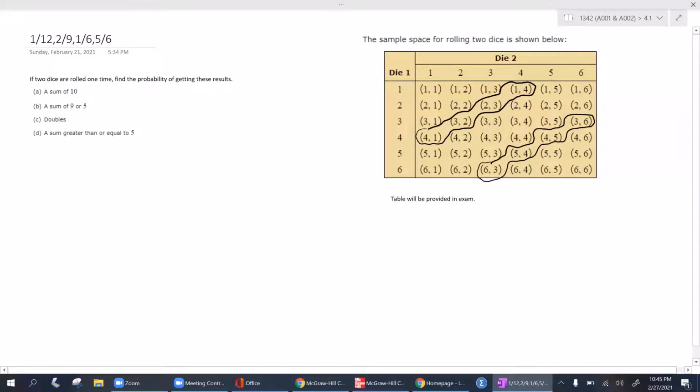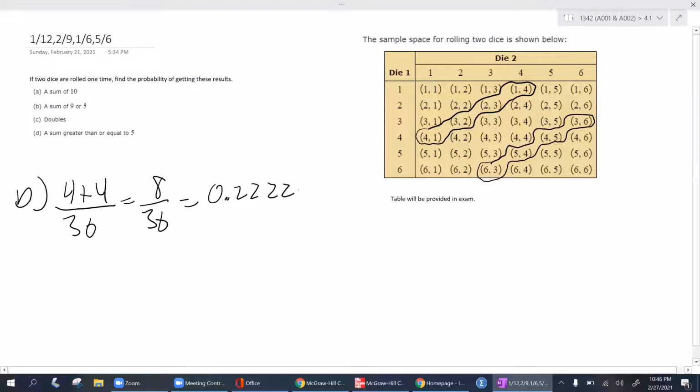And since this is an OR statement, I'm going to add these up together. That is 4 plus 4. So for B, it is 4 plus 4 divided by my 36, which is 8 over 36. And what is that in decimal? This is 0.2222, or 22.22%.